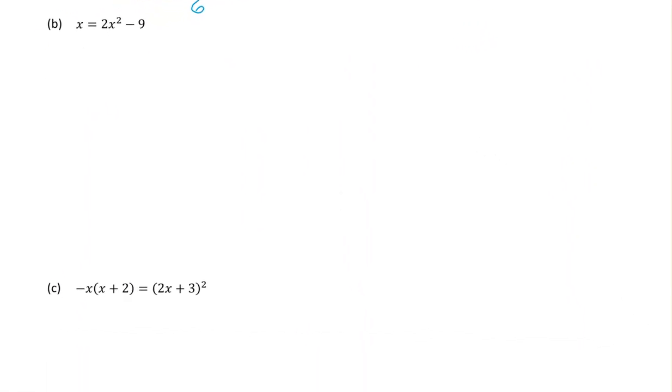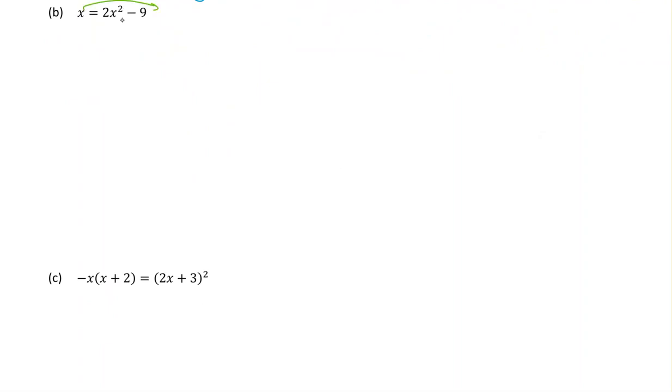We can see that here we have to do a little bit of rearranging. We just need to make this side equal to 0. We have 2x squared minus x minus 9. I always like to rearrange things so that I have my highest exponent first, and it's in decreasing order after that. Again, let's identify what is a. That's 2, b is negative 1, and c is negative 9.